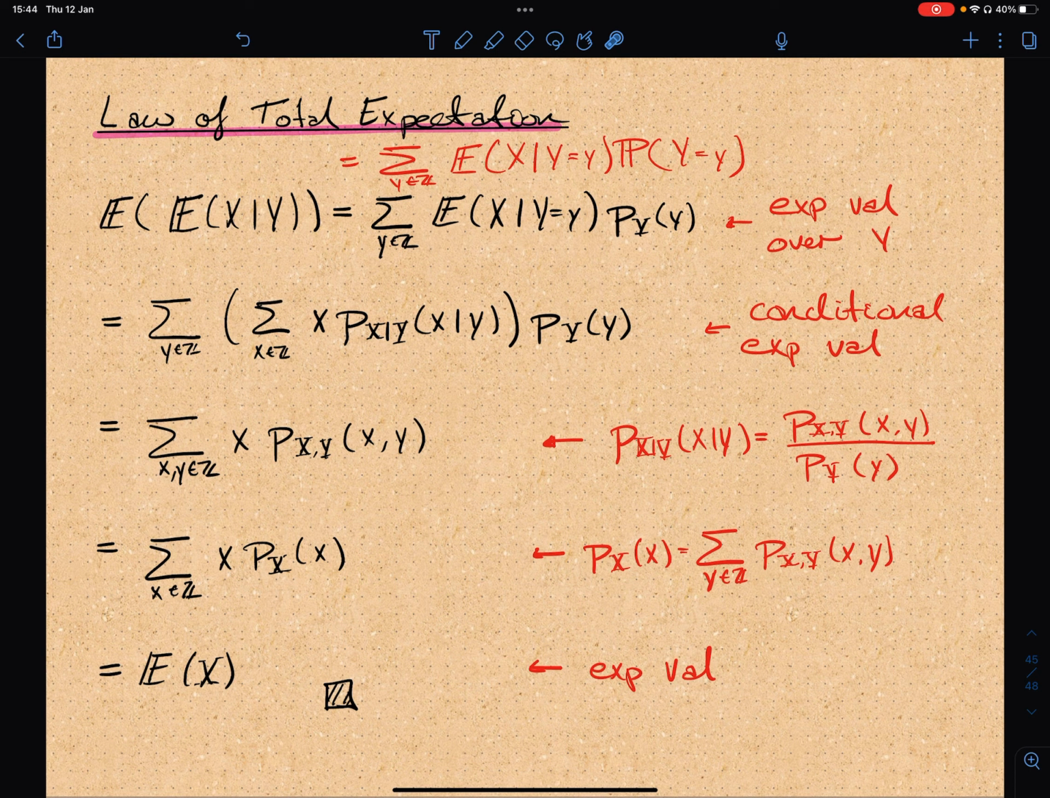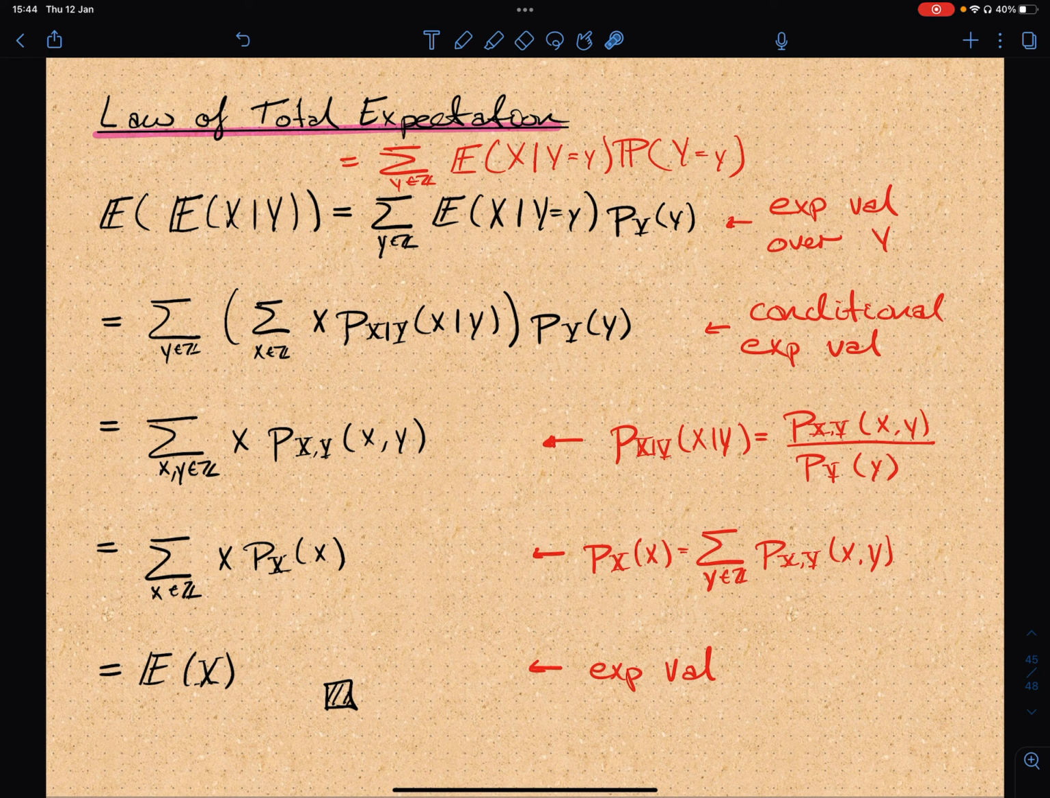And here I have the proof of this formula. I should have mentioned from the very beginning that the law of total expectation says that the expected value of the conditional expected value is the expected value of x. So again, this is a function on y, and if we average over all the values of y, we're going to get the expected value of x. The different values of y are the different cases that we consider for our variable x and how it depends on it. So let us go through the proof.